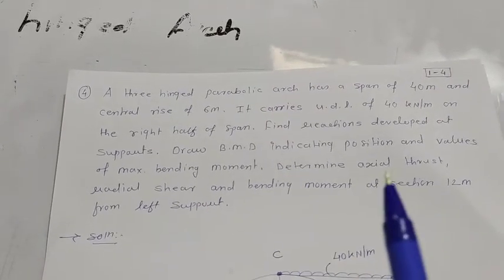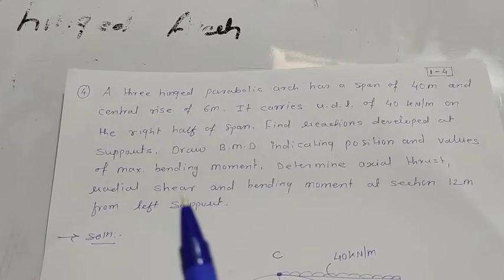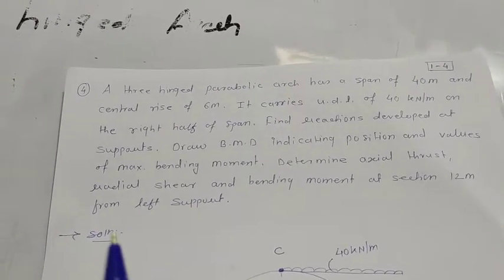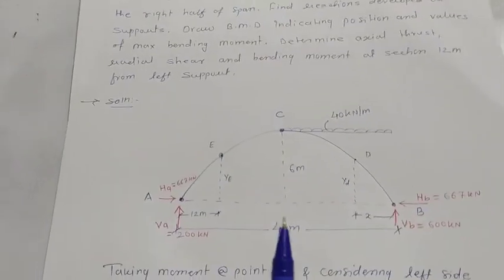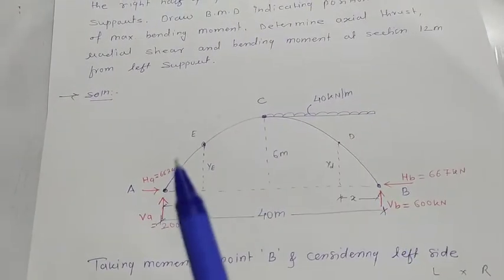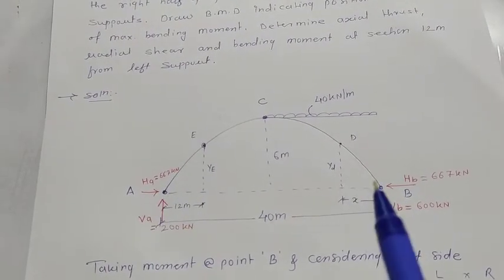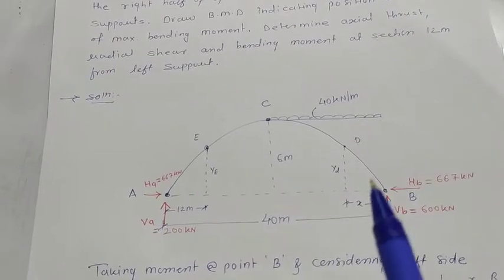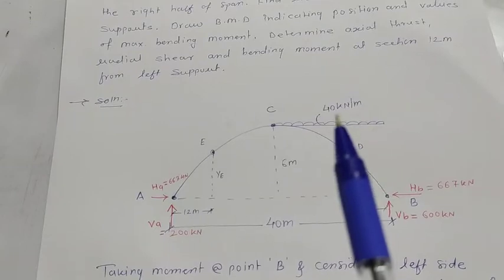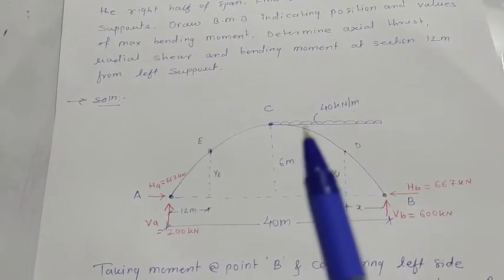Also determine axial thrust, radial shear and bending moment at section 12 meter from left support. So this one is the solution. First, draw a line diagram of the parabolic arch. This one is the hinge point at A, B and C. UDL is acting on its right side, that is of 40 kilonewton per meter.